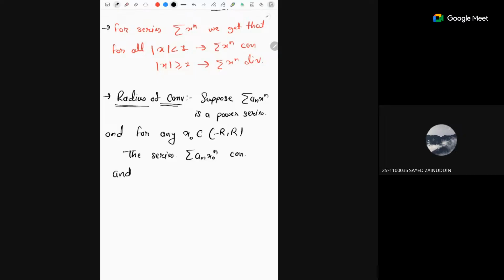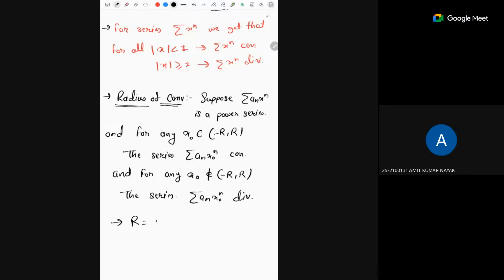If you take it, then the series summation a_n x naught^n converges. And if you take any value of x naught outside of this interval, that is, x naught does not belong to minus r to r, the series summation a_n x naught^n diverges. Then this particular r is known as the radius of convergence. So if you pick any x naught inside the interval, the series converges, and if you take any x naught outside of that interval, the series diverges.